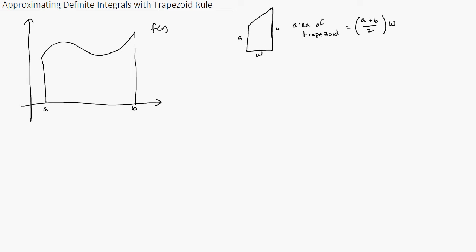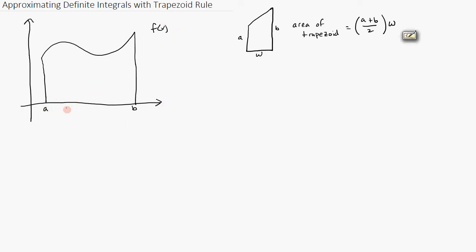So we've seen how to approximate integrals using the midpoint rule. However, one downside of the midpoint rule is that if the function has a lot of curvature, then the midpoint rule might not give that good of an approximation. And so we're going to discuss the trapezoid rule, which will in general give a better approximation than the midpoint rule.